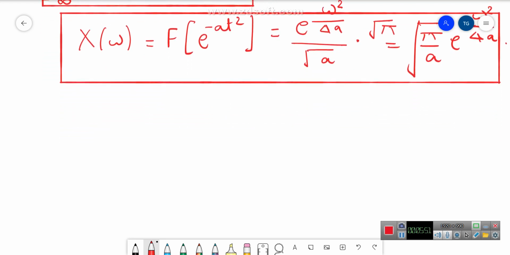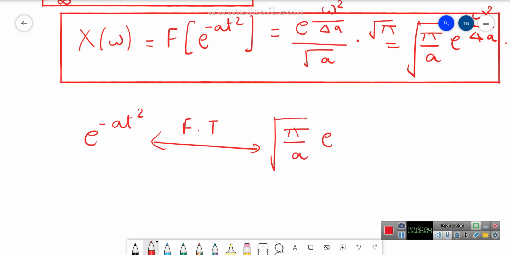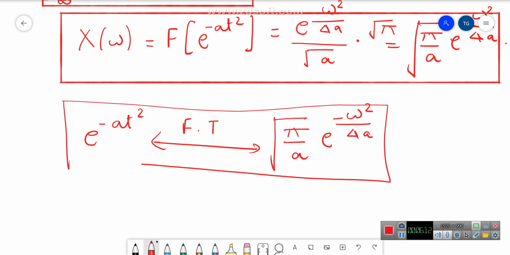Okay, so this thing is nothing but the Fourier transform of e to the power minus at square, which is under root pi by a e to the power minus omega square by 4a. So this is how we solve our Gaussian signal Fourier transform.